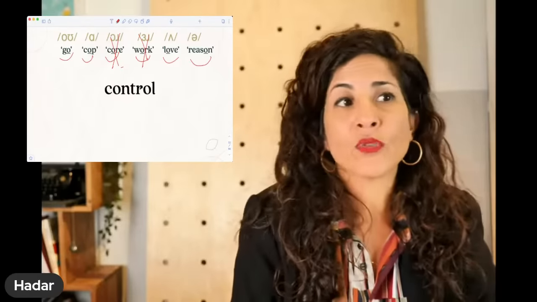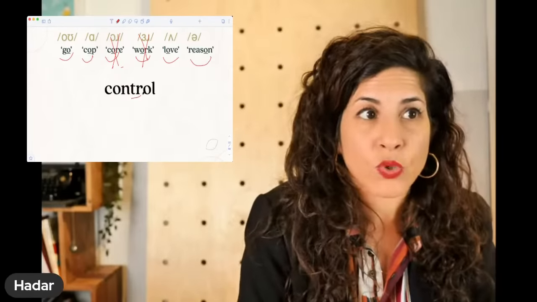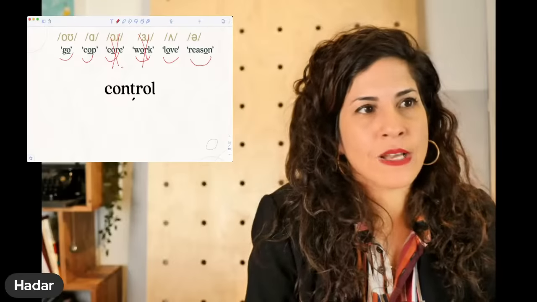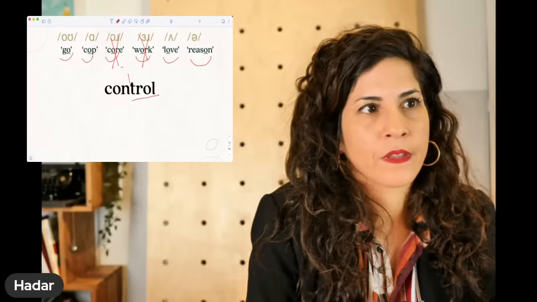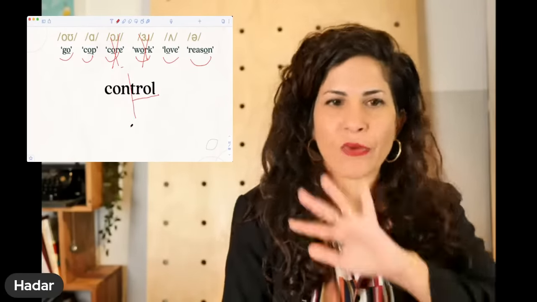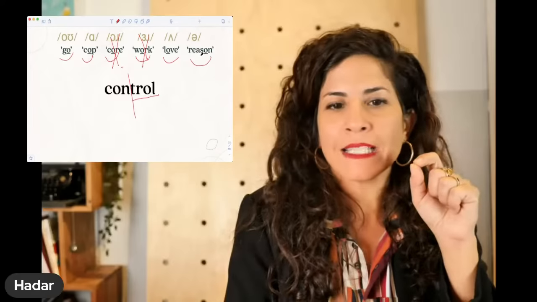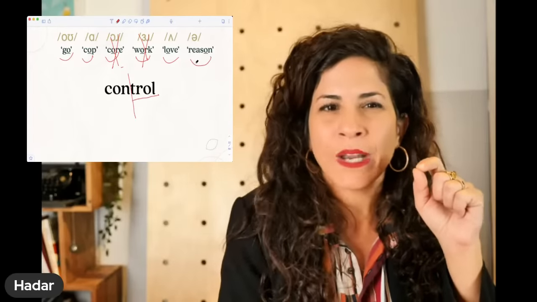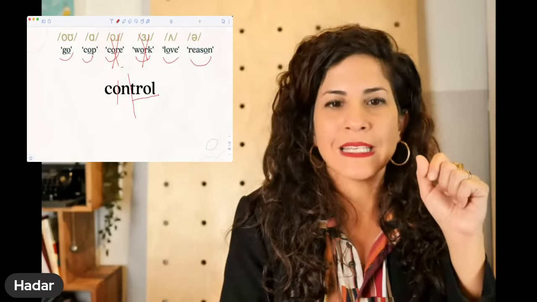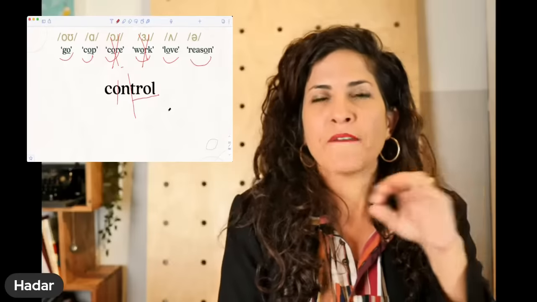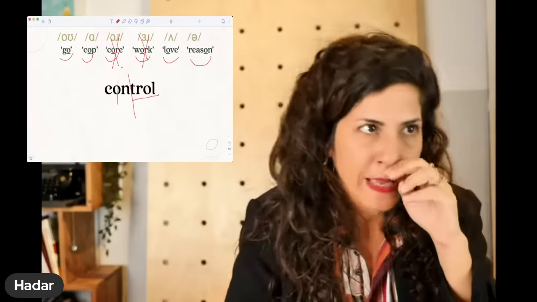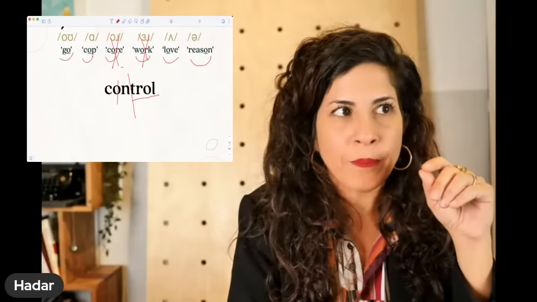Now, if you struggle with the primary stress, I have a bunch of videos about the primary stress, and you should definitely watch them. So the primary stress is here, okay? So we have two syllables. If this is not the primary stress, and there is no R right after, I would first ask myself, can I reduce it? Can I say control? If the answer is yes, if it sounds okay when I reduce it, it is probably a schwa, okay? It is not an O sound.